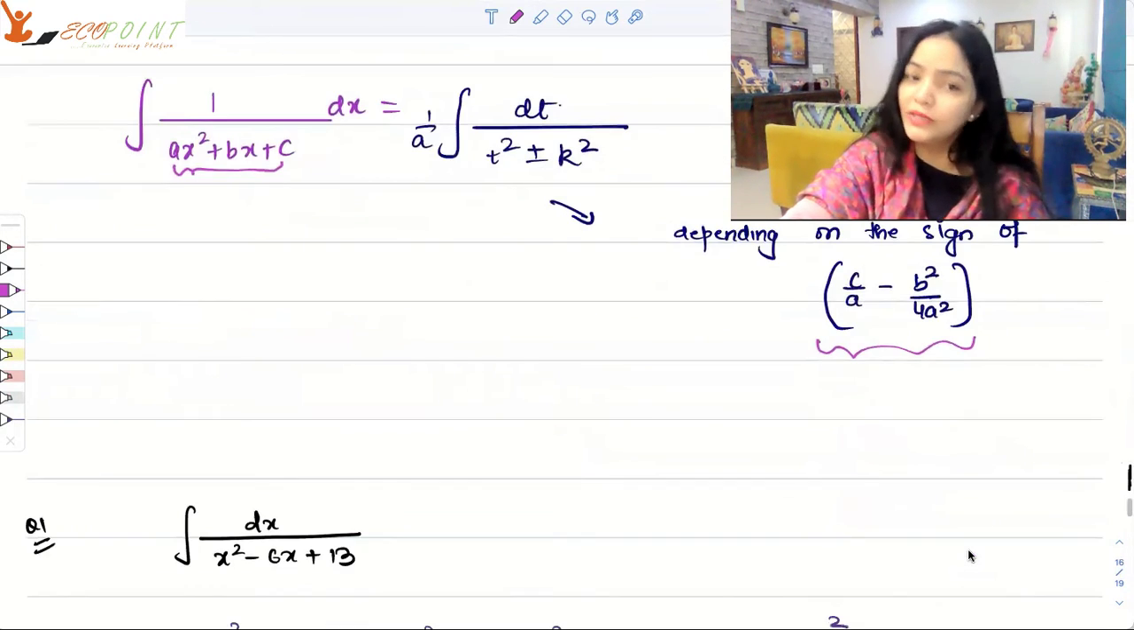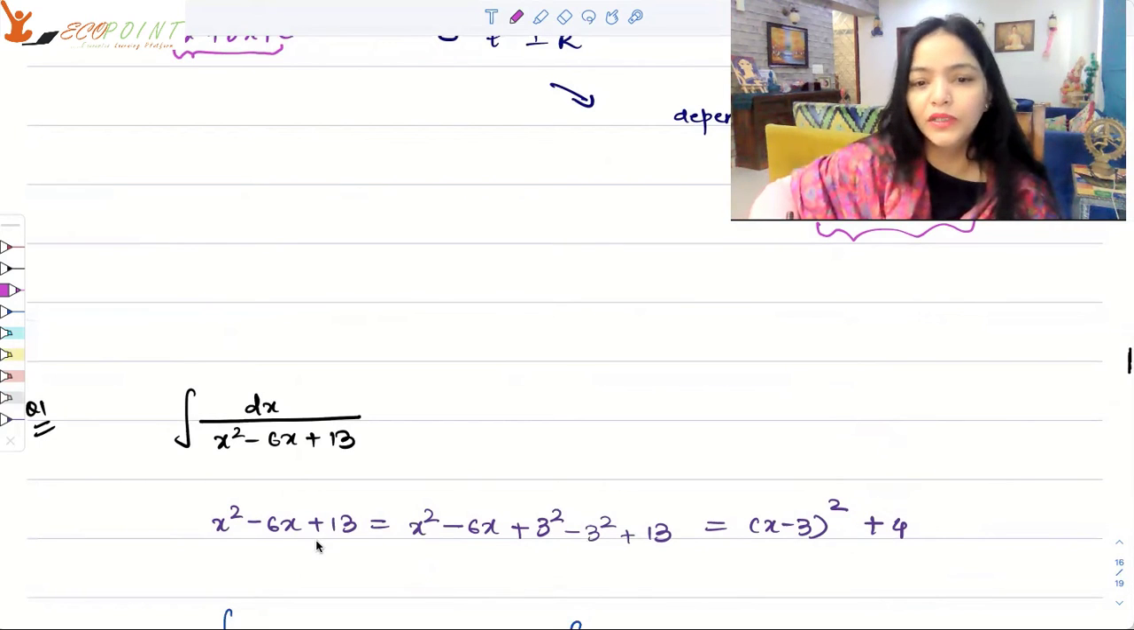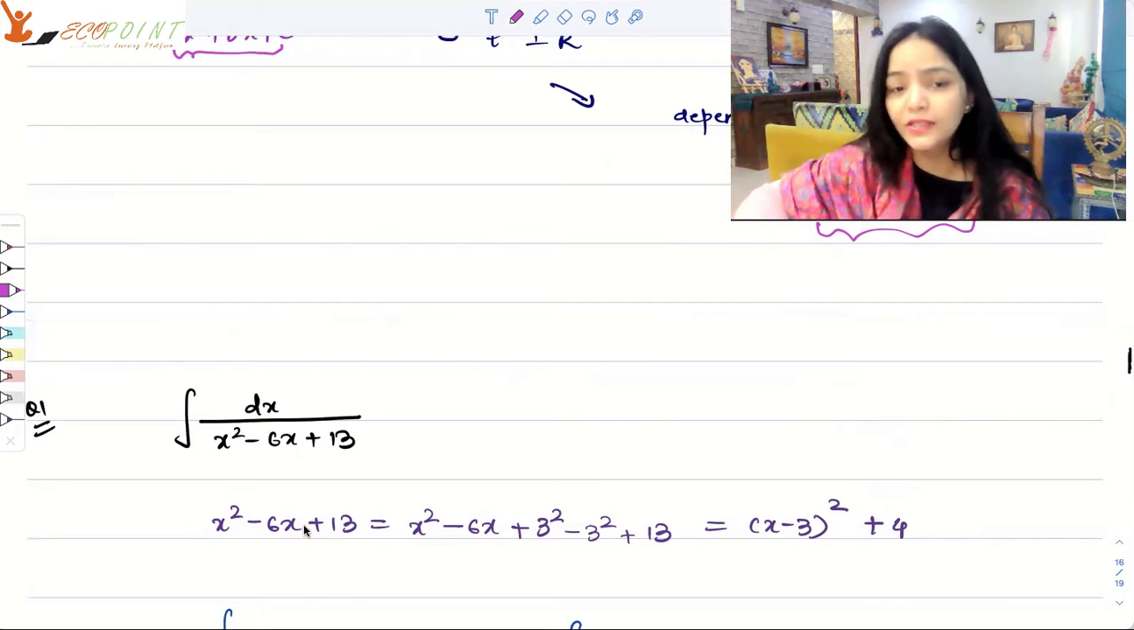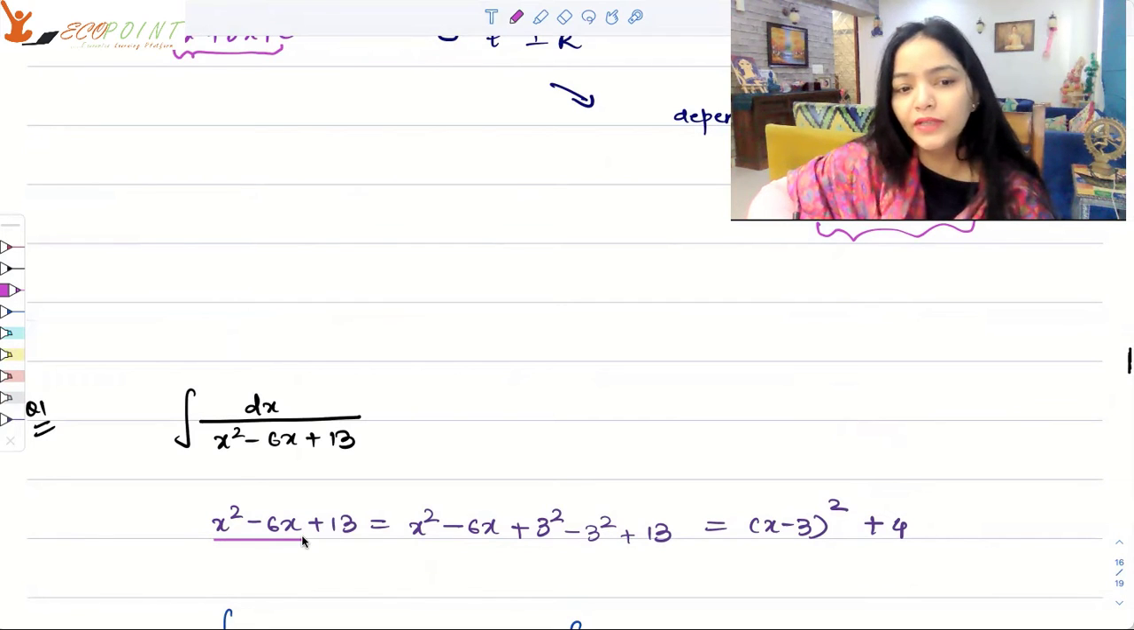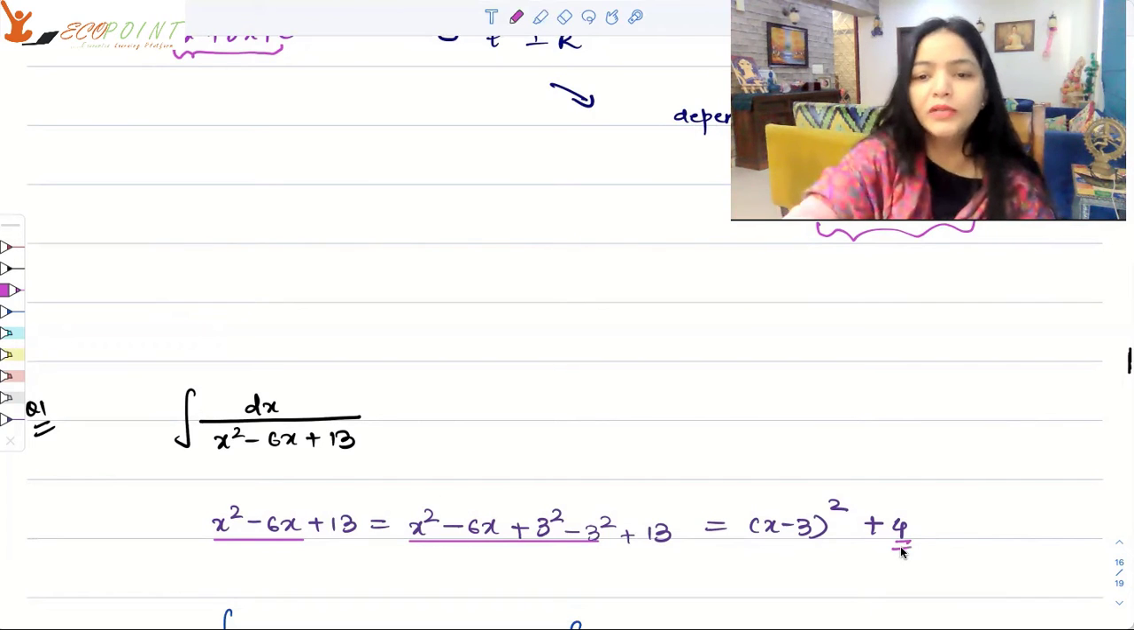Now understand it through an example. If you have the integral of dx upon x square minus 6x plus 13, what will we do? We will factorize it. We will create a square. So you can create a whole square with x square minus 6x by adding and subtracting 3 square. I'll get x minus 3 whole square, because you have minus 6x here. You'll be left out with 13 minus 3 square, so that is 9. So you'll be left out with 4, right?